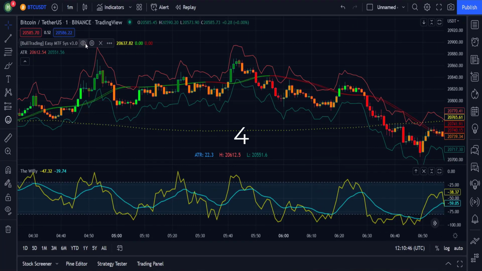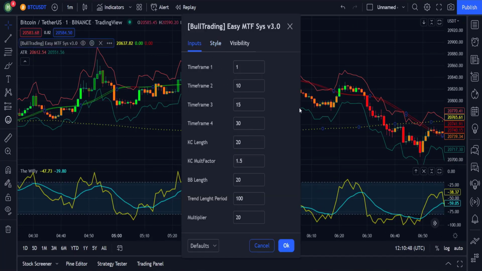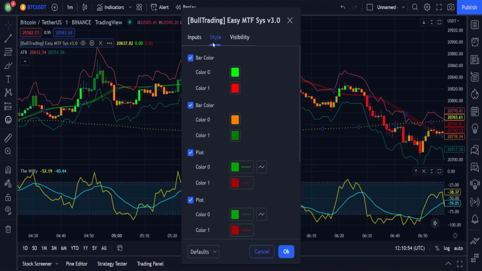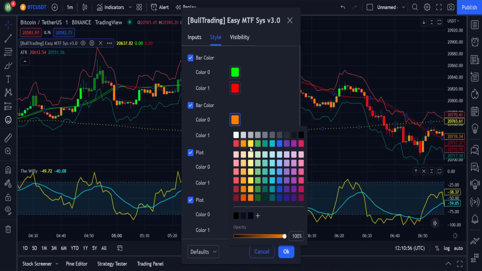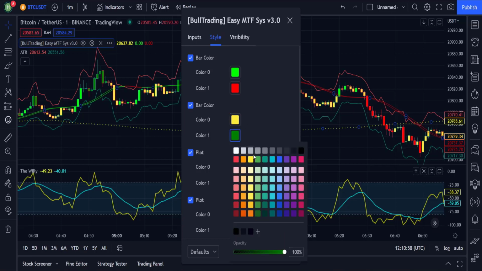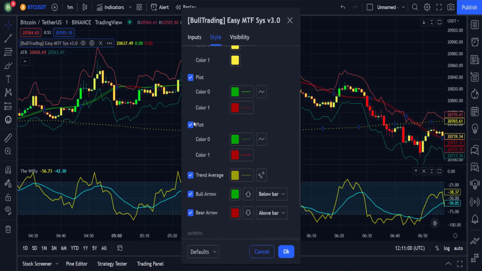So let's first access the settings for this 1-minute easy scalping, and change the inputs. So we're going to change trend length period from 100 to 88. We will also change the style, so in the style section, let's change the colors for the second bar to yellow, and we're only going to leave these 3 options checked.